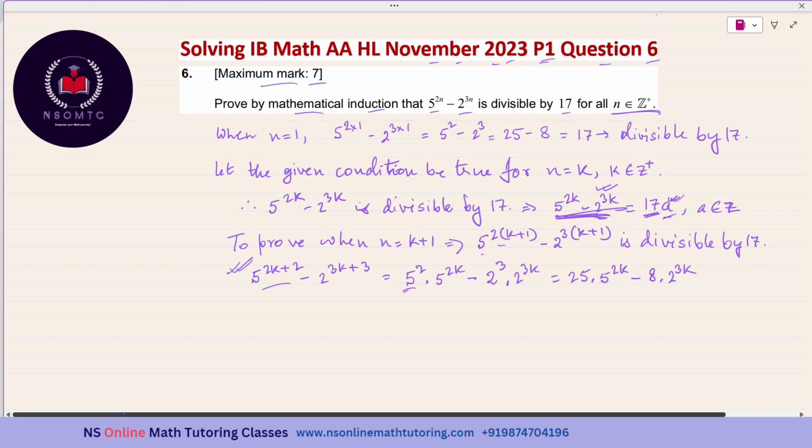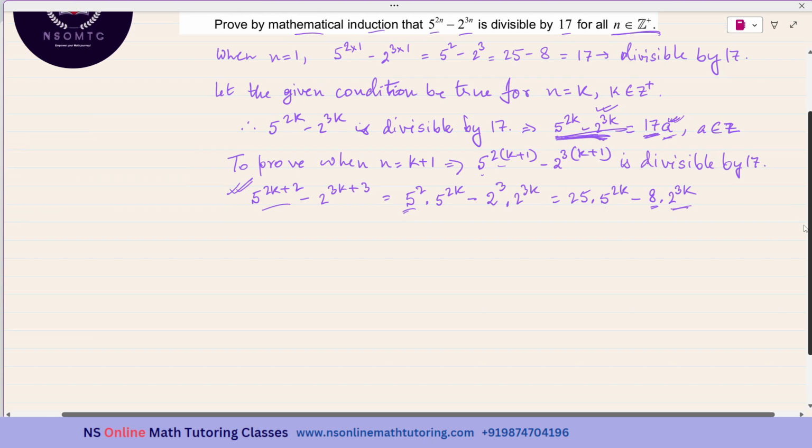Okay, and how can I get this expression 5 to the power of 2k minus 2 to the power of 3k? I am seeing that 8 is the coefficient of this part. So if I have the coefficient of 5 to the power of 2k as 8, I can take 8 as the common factor between the two terms, and within the bracket I'll be having 5 to the power of 2k minus 2 to the power of 3k, which I can say is divisible by 17. I have taken that to be true.